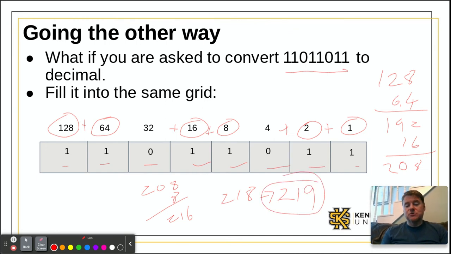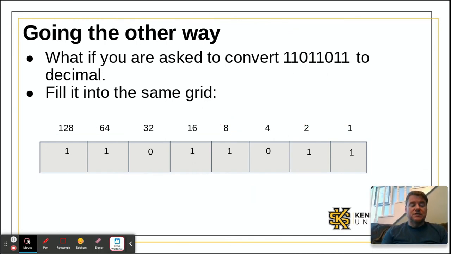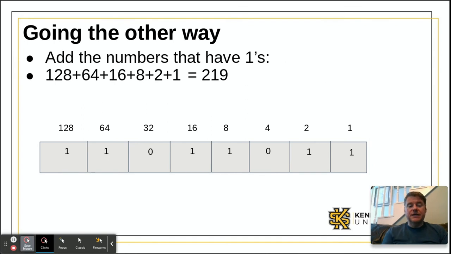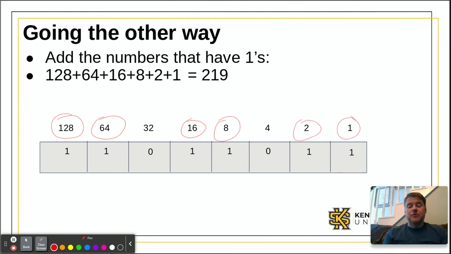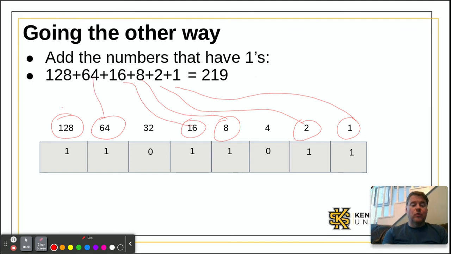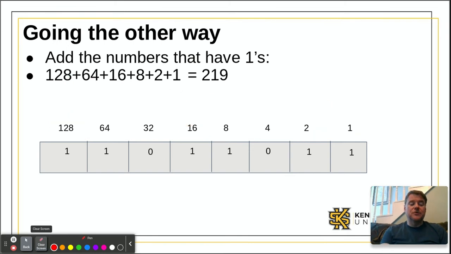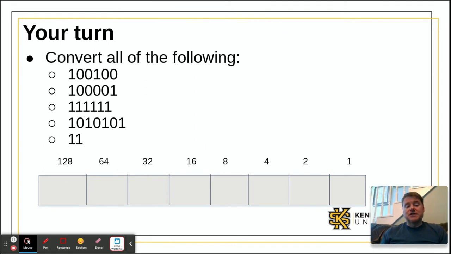So I believe the answer to this question is 219. Let's see if we're right. And the computer is refusing to move. There we go. Okay, and the answer is yes, indeed, that is correct. So again, all I did was I took the numbers that there was a 1 on, and I added them together. And if you look at the above thing, you can see each of those is just being added together, and I'm skipping all the ones that have a 0. When I add that together, I get 219. So nothing crazy going on there. So converting back from binary to decimal is actually quite easy.